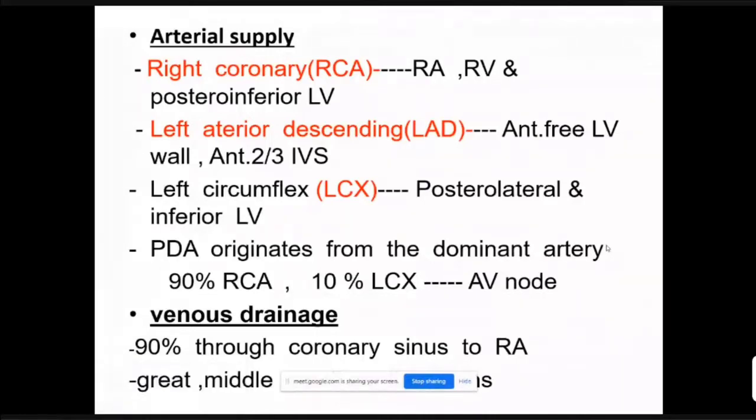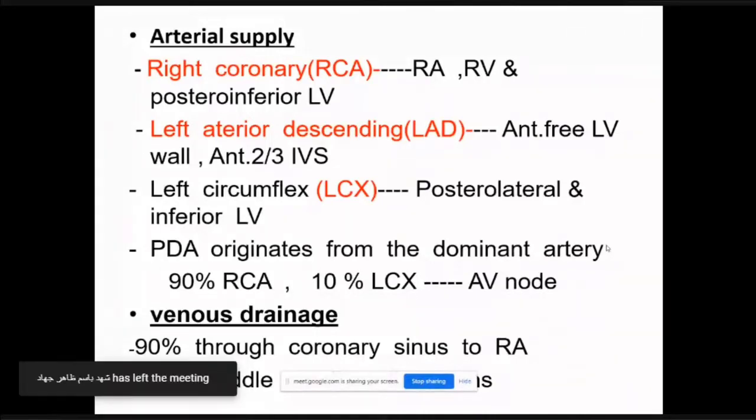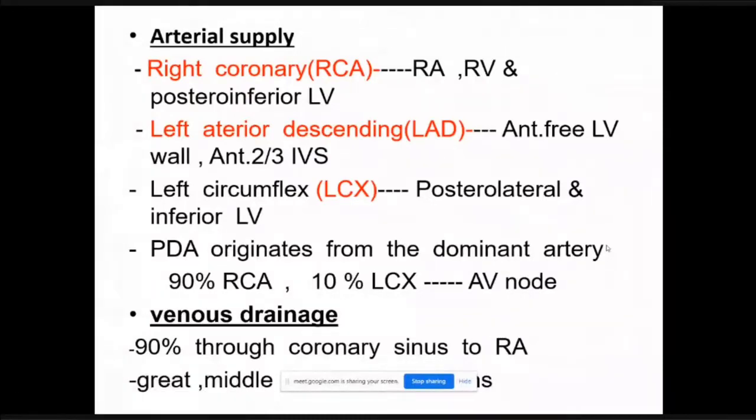So if the right coronary artery is supplying the AV node, we call this a right dominant heart, while if the circumflex is giving the blood to this AV node, we call this a left dominant heart. So you have to know these terms.